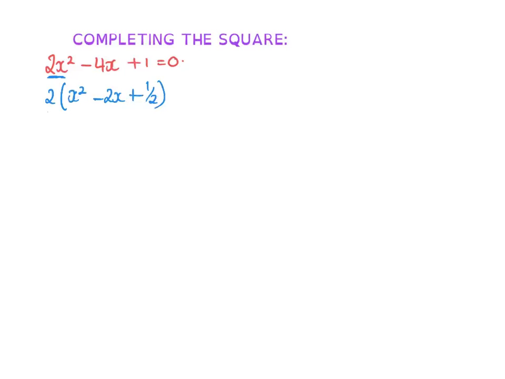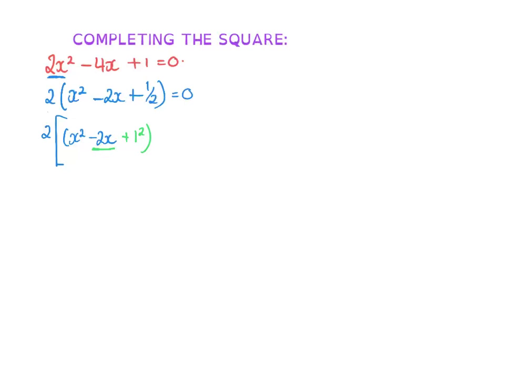Okay, so now that we've done that, we're going to complete the square of the inside now. So I'm just going to leave the 2 out, and then I'm going to pretend it's a normal one. So we do x squared minus 2x. Now when we're completing the square, if you remember, you add half of that number squared. So that would be plus 1 squared.